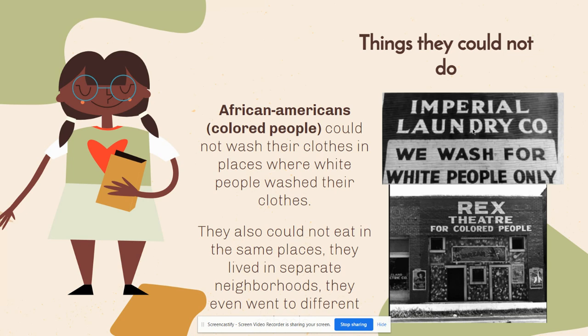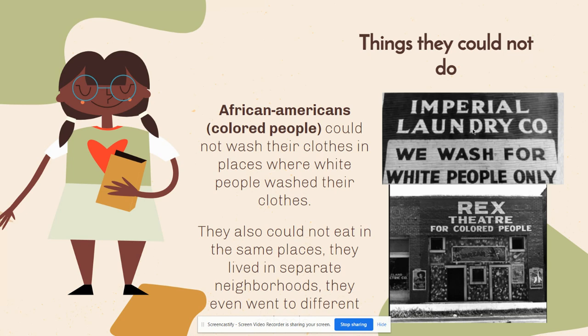African Americans, they could not eat in the same places as white people. They lived in separate neighborhoods. Right now, you can live in any neighborhood you want. It doesn't matter the color of your skin. But back in the day, it did matter. They couldn't mix. So they lived in separate neighborhoods and they even went to different schools, right?